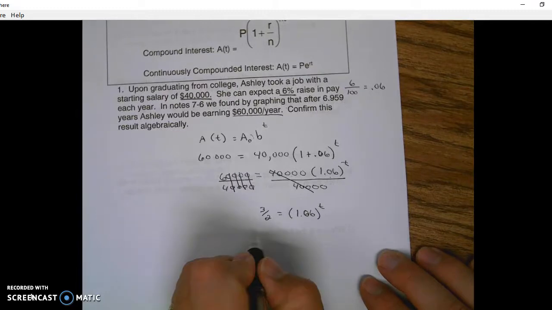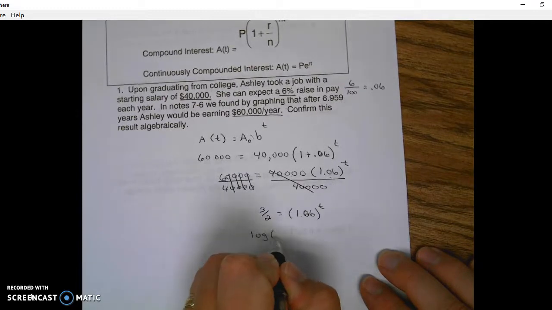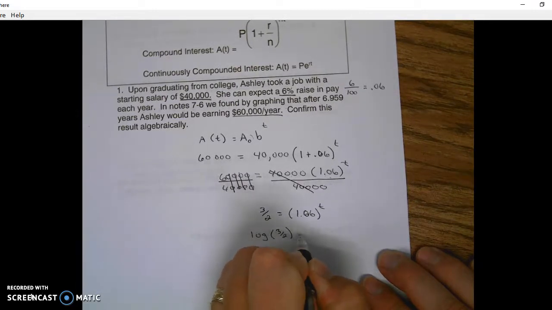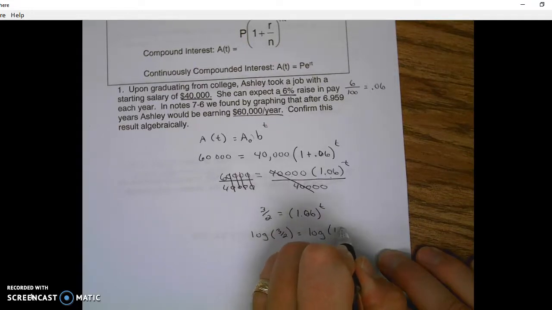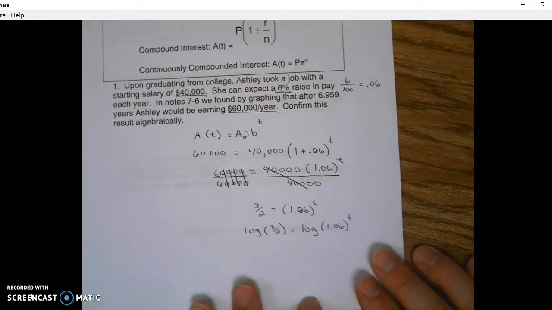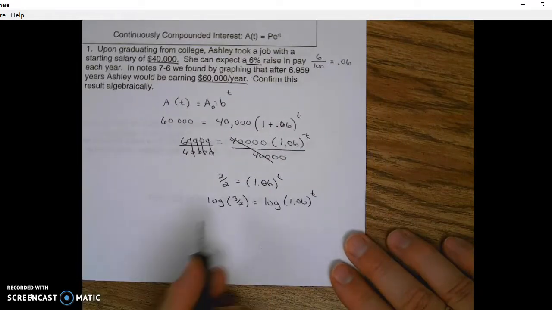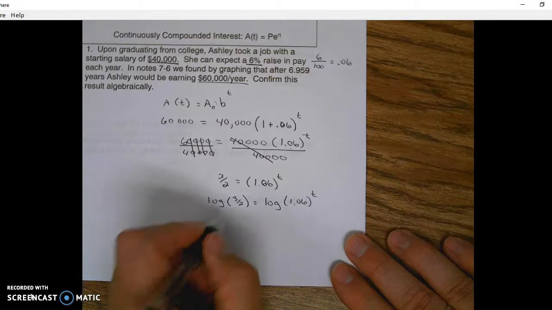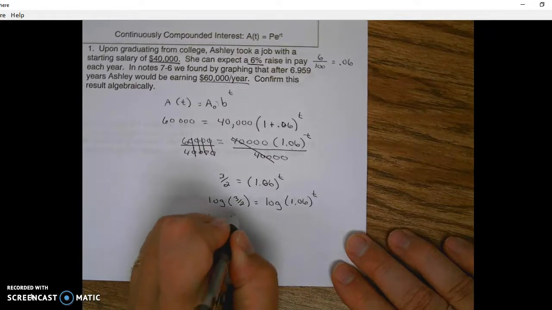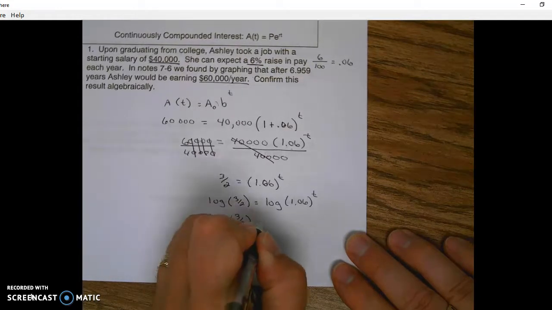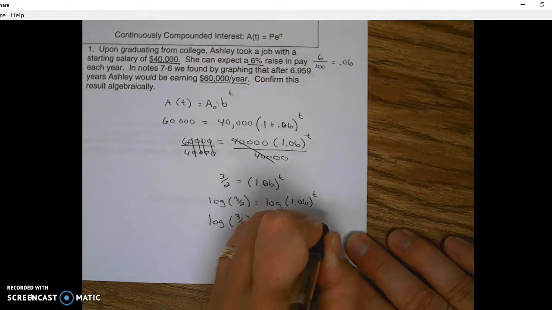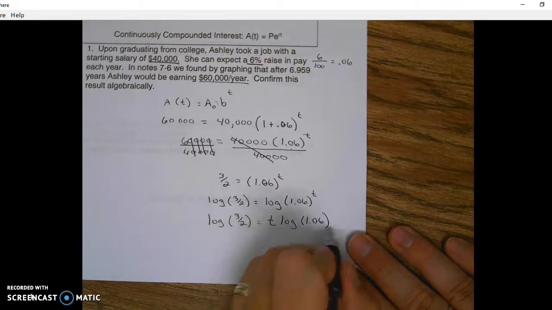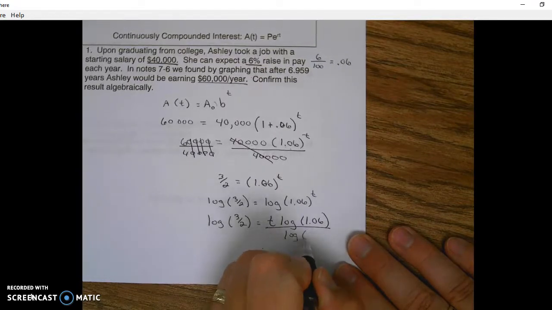So we're going to log both sides. Then we can use the property of logarithms to bring the t down front. And then we're solving for t, so we can divide both sides by log 1.06.